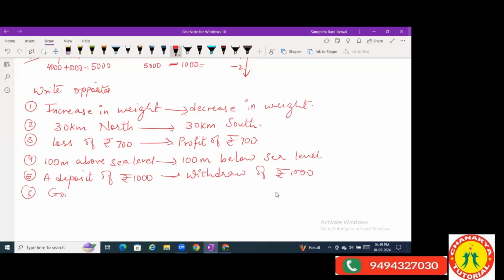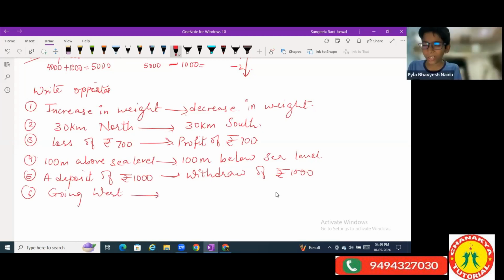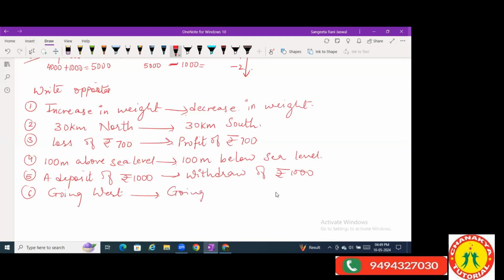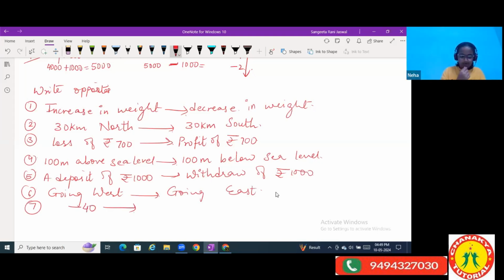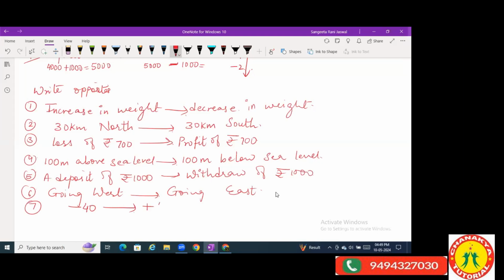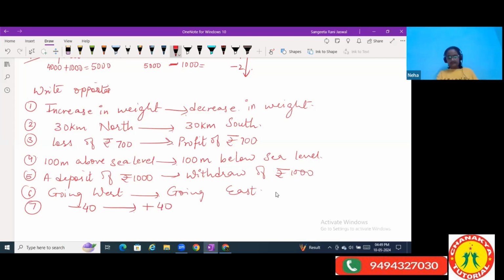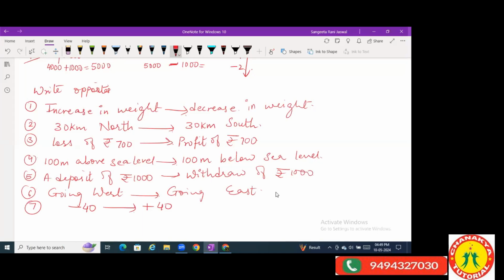Going west. Bhavesh, tell me. I'm going east. Yes, going east. So east is the exact opposite direction to the west. Okay. So Neha, I'm writing here -40. What will be the opposite of this? Plus 40. Okay, -40 is positive 40. What else can we take?